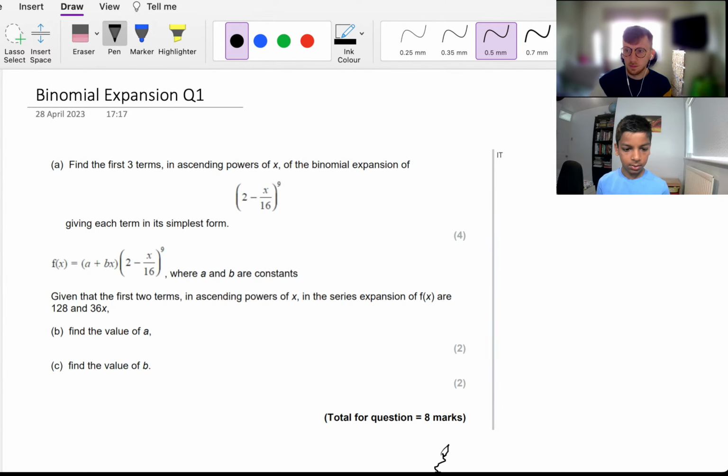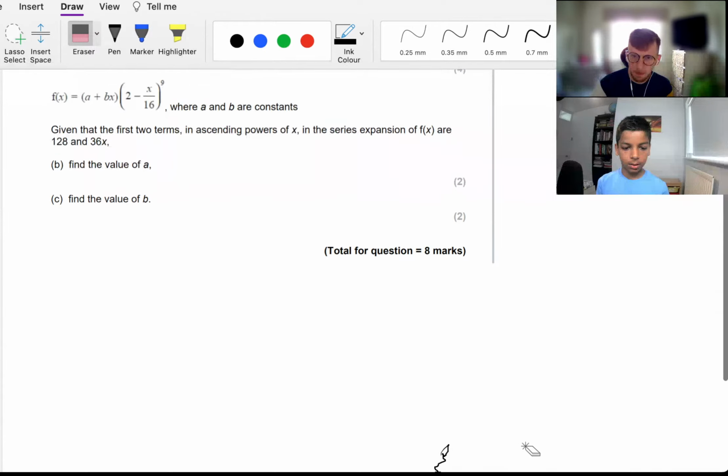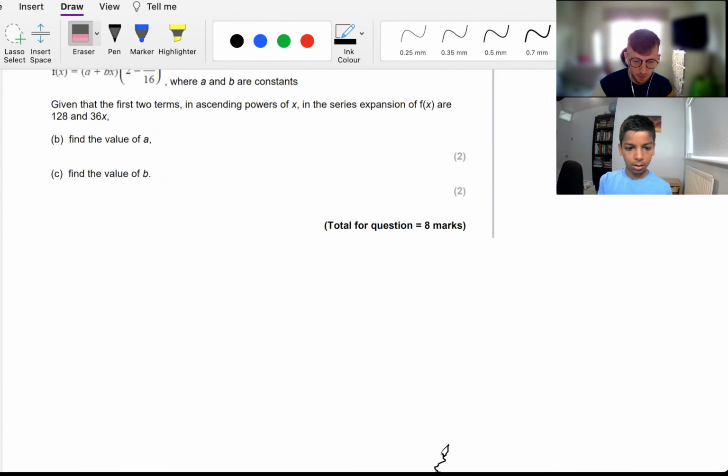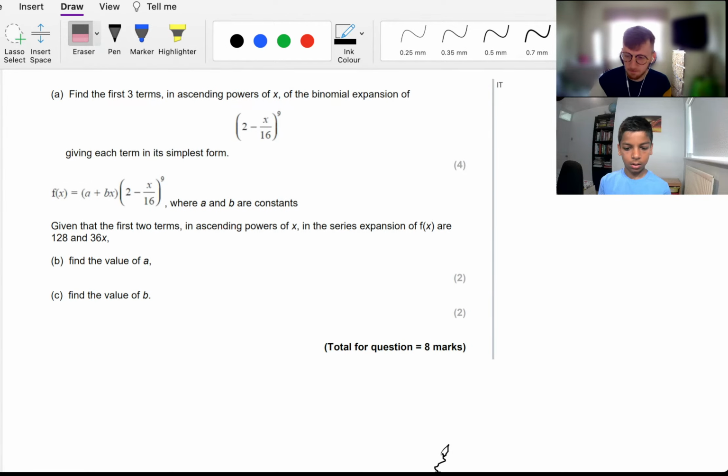Okay, so for part A it says find the first 3 terms in ascending powers of x of the binomial expansion of (2 - x/16)^9, giving each term in its simplest form. Should we just do part A and then we'll talk about part B once we've done part A, yeah?